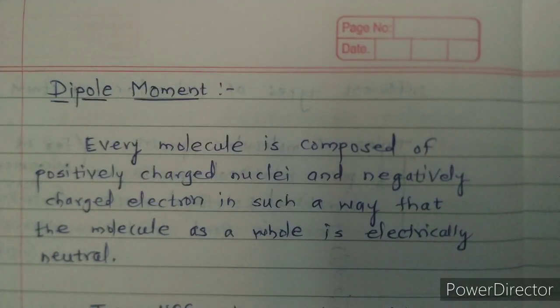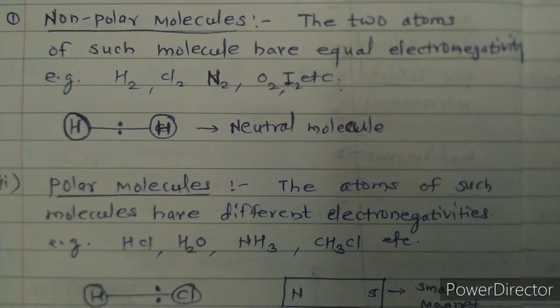Hello everyone. Let us discuss the topic dipole moment. Every molecule is composed of positively charged nuclei and negatively charged electrons in such a way that the molecule as a whole is electrically neutral. There are different ways in which the arrangement of the charged particles can take place. On the basis of the arrangement of the positively charged nuclei and negatively charged electrons, there are two types of molecule: non-polar molecule and polar molecule.